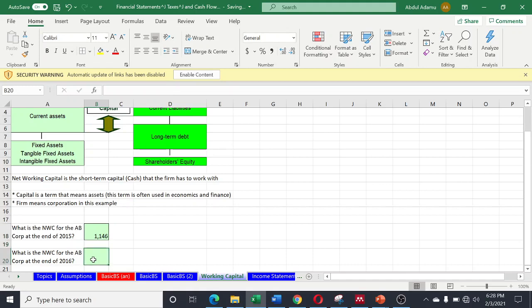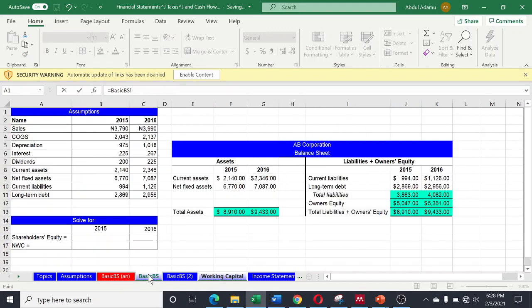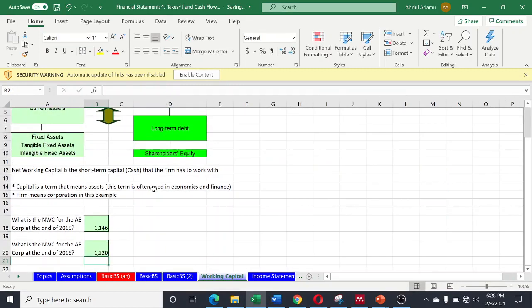For 2016, equal to, we go back, current asset in 2016 minus current liability in 2016. We press enter, and that is our net working capital.